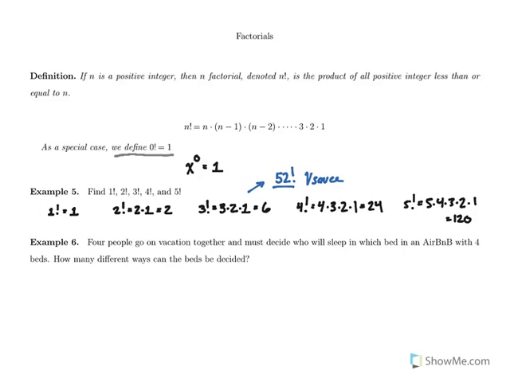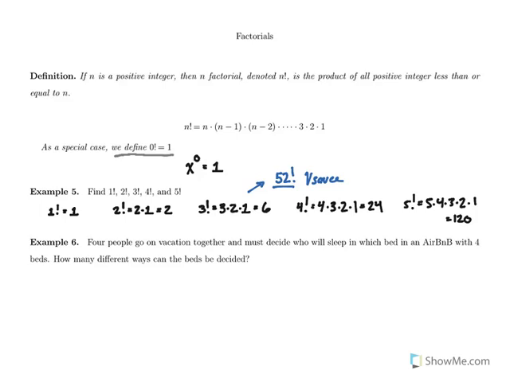So these numbers get really big really quickly. By 5, we're already up to 120, and it's going to get much bigger than that. All right, let's look at where this might be useful, this idea of factorial. Let's look at the example. 4 people go on vacation together and must decide who will sleep in which bed in an Airbnb with 4 different beds available. How many different ways can the beds be decided?